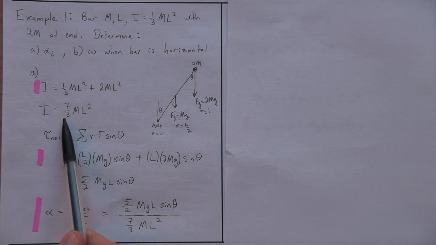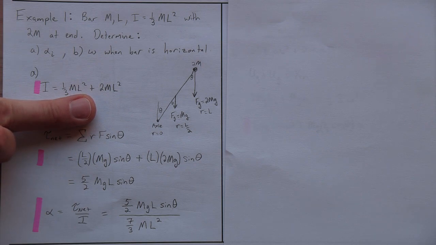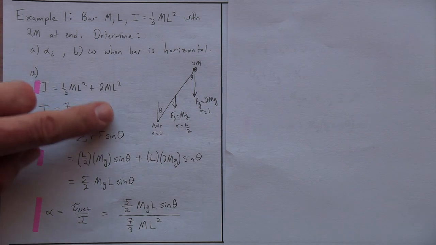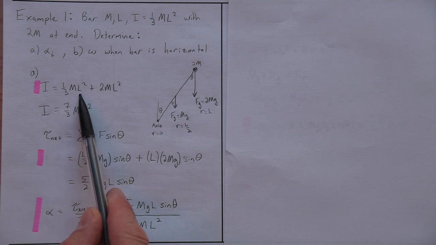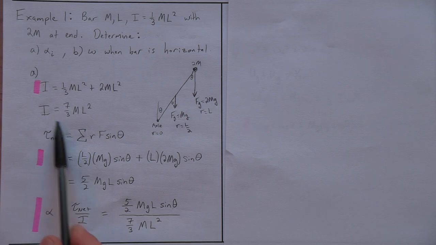I highlighted this because these are details, so I don't want you to focus on, well, how did he get 7/3? In fact, I was contemplating not even writing that, but then it would kind of inhibit me later for other calculations. Jot this down. Don't worry about the common denominator at all. But you should be able to understand how I wrote this expression out: the inertia of the bar and the inertia of the mass at the end. So that's the inertia.